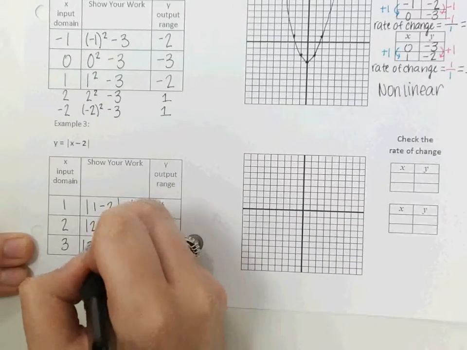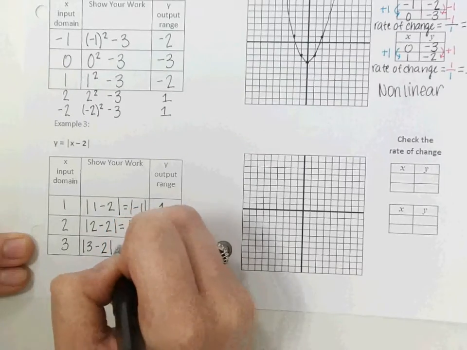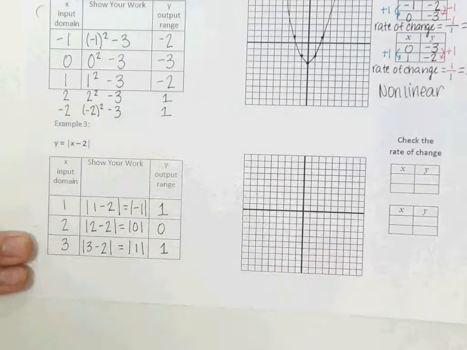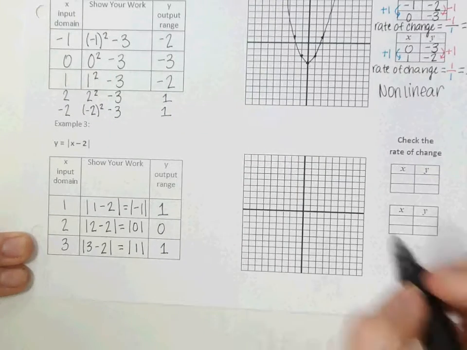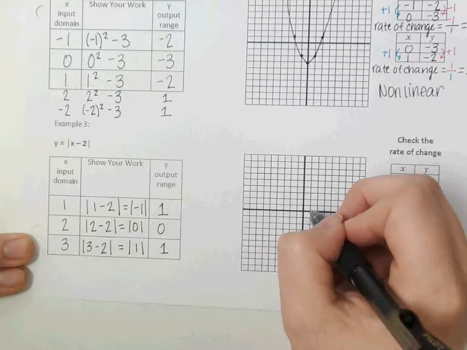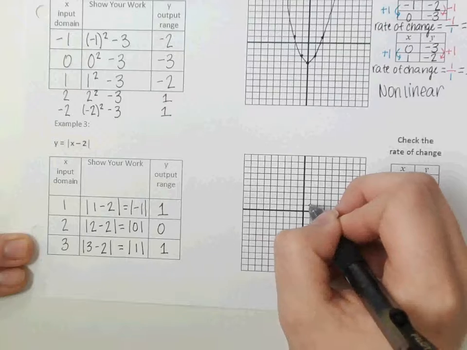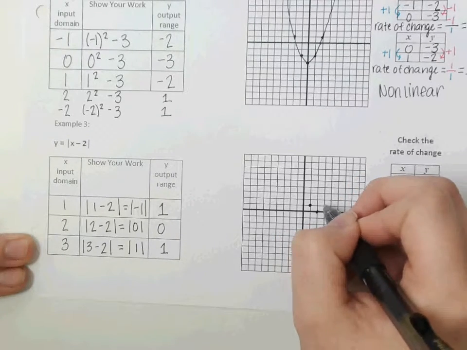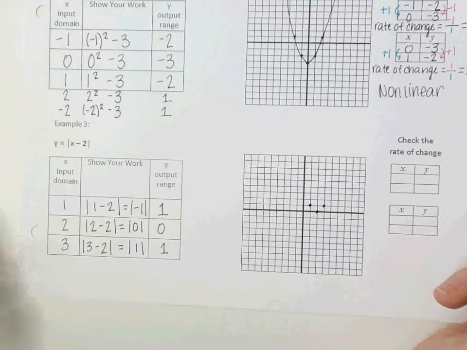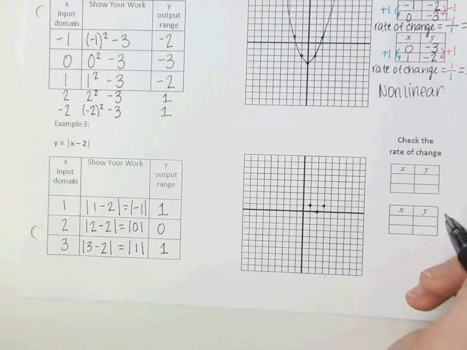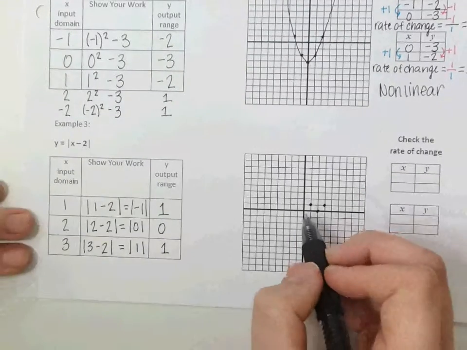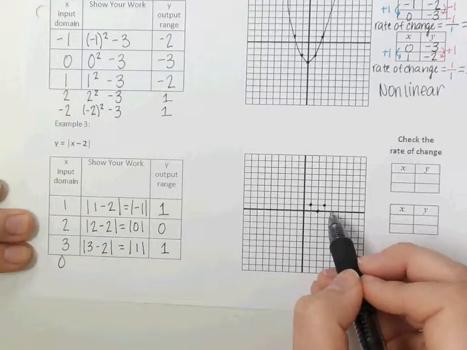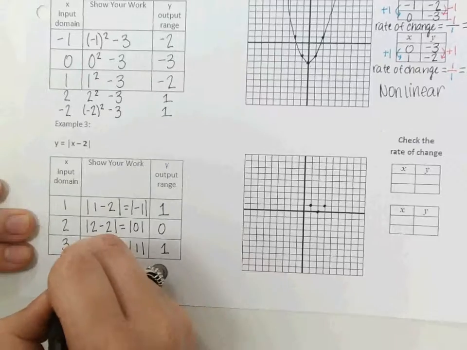And then we plug in 3. We have the absolute value of 3 minus 2, which is an absolute value of 1, which again gives us a positive 1. So if we graph these, we have the point 1, 1. We have 2, 0. And we have 3, 1. Now in order to tell what shape this is, I actually want us to do 2 more points. So if I go 1 to the left, I want us to plug in 0. And 1 to the right, I want us to plug in 4.